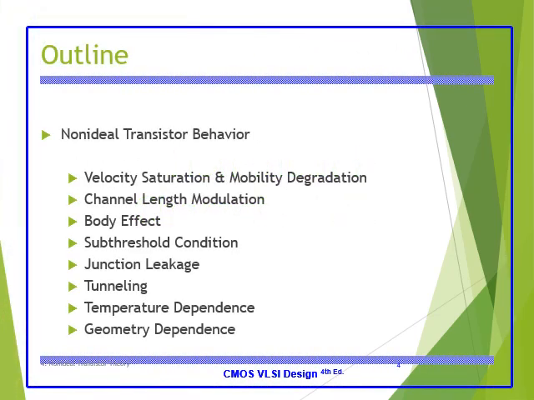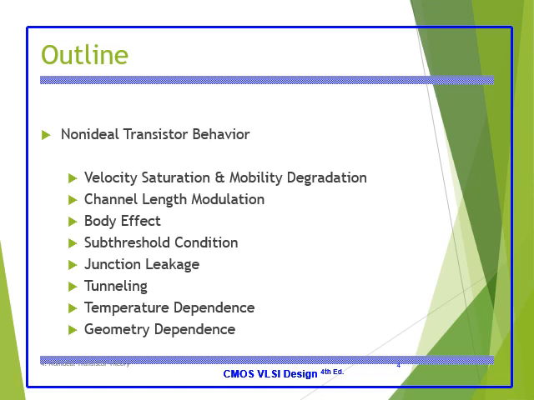Why we are going to non-ideal IV characteristics: the drain to source current value of an ideal IV model neglects many effects that are important to devices with channel length below 1 micron. That's why we are going to discuss the non-ideal IV characteristics. Some of the characteristics are velocity saturation and mobility degradation, channel length modulation, body effect, subthreshold condition, junction leakage, tunneling, temperature dependence and geometry dependence.